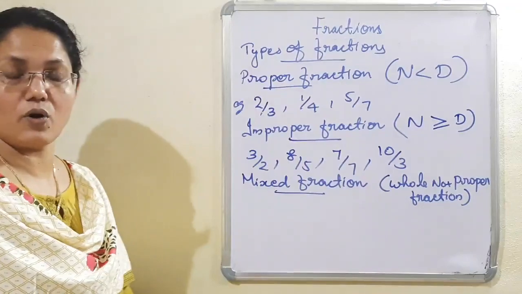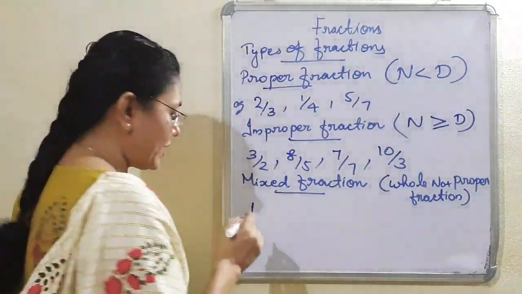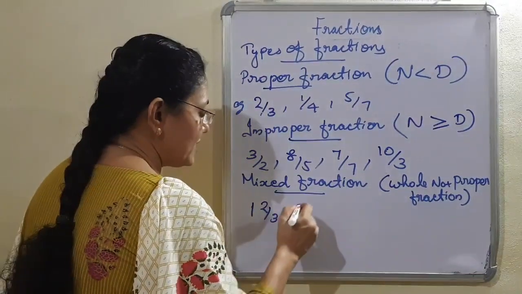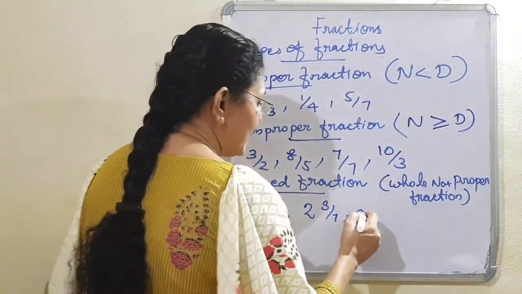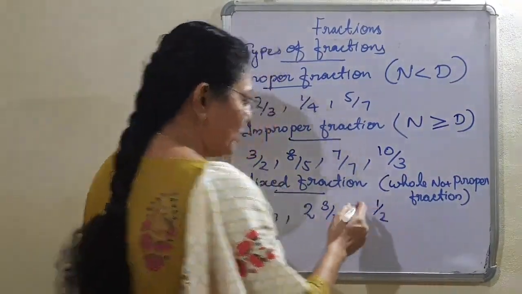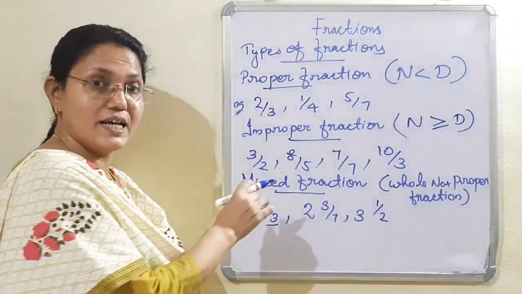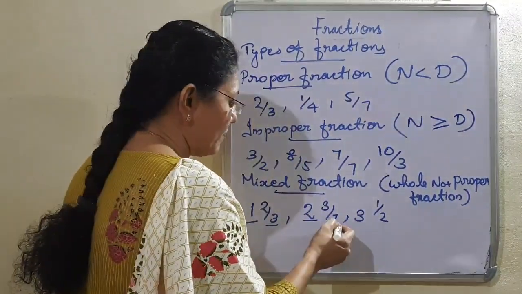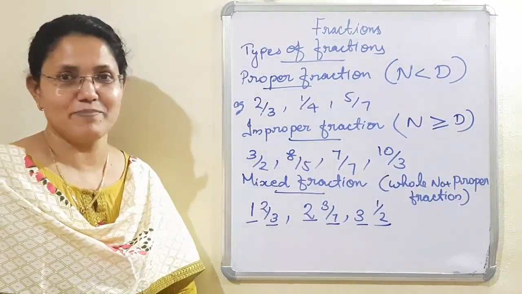Okay, the whole number means counting numbers. 1 and a proper fraction 2 by 3. Okay, next 2 and 3 by 7. Next 3 and 1 by 2. In all these, a whole number is there and a fraction is also there. The fraction is proper fraction. Here whole number, fraction. Whole number, fraction. This type of fractions are called the mixed fraction.